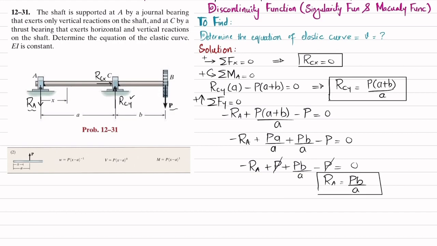Now you have all these three reaction forces clear. So we will move toward finding the equation of elastic curve. So we know that EI into d square V over dx square is equal to moment. So here we will use a discontinuity function, in which we will find a single equation for moment by using discontinuity function.